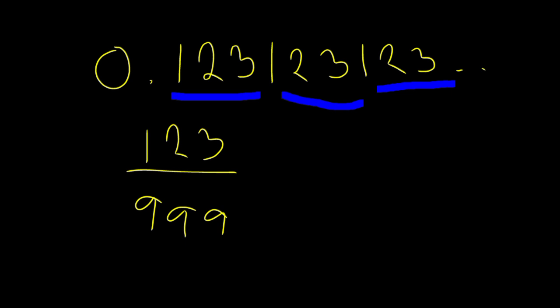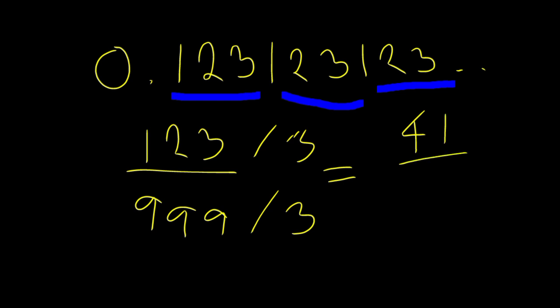If there's a lowest term, let's get it. 123 is divisible by 3, so we can divide it by 3, and 999 divided by 3. 123 divided by 3 is 41, all over 999 divided by 3, which is 333. And this is our final answer.